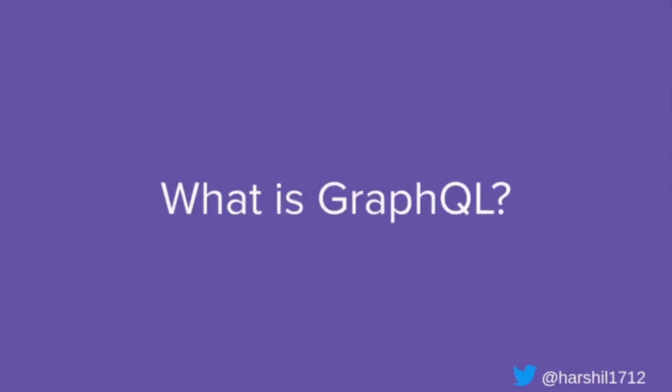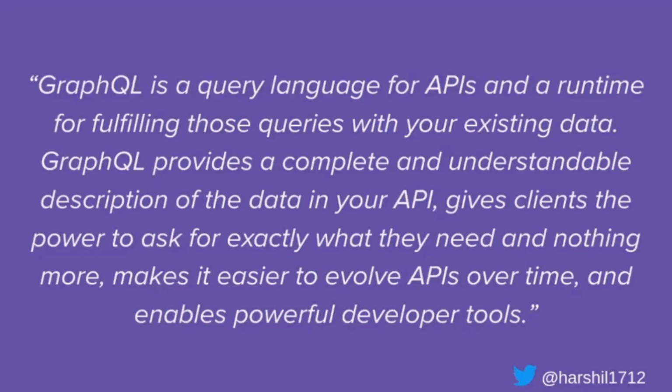So let's start with understanding what is GraphQL. This is the definition given on the GraphQL.org website. If you try to read it, you might find it a bit complex to understand. Let's break it down. GraphQL is a query language for APIs. With GraphQL, you can query your data and get the information that you are looking for.